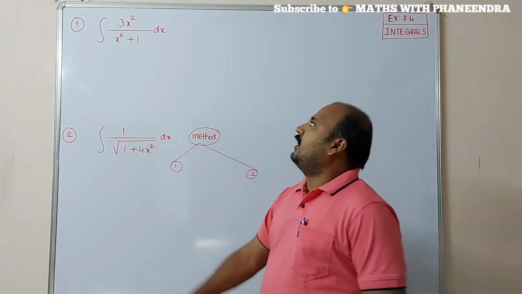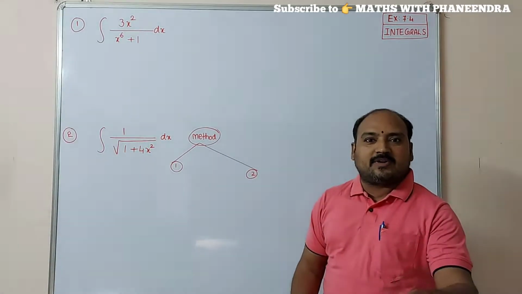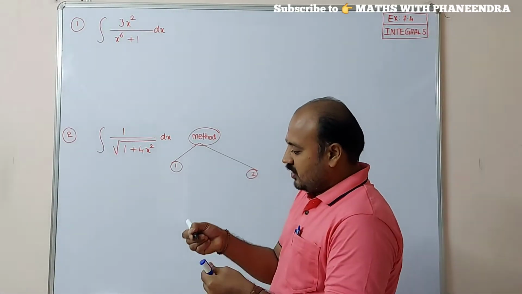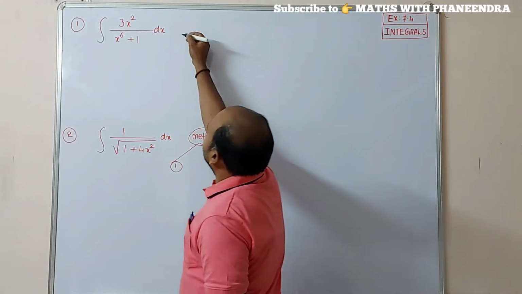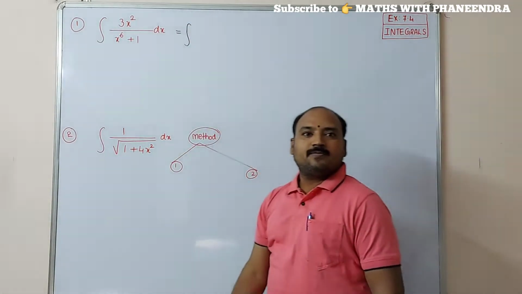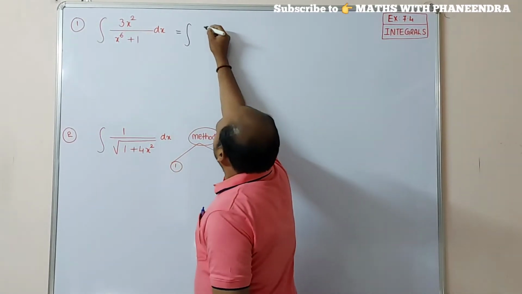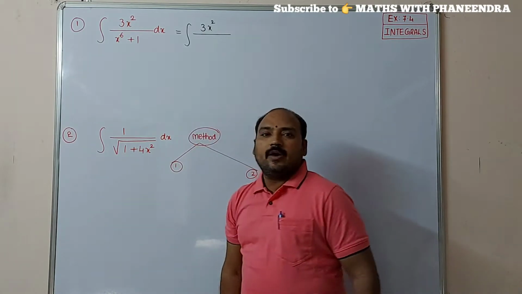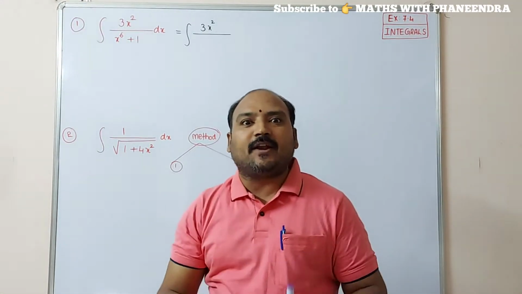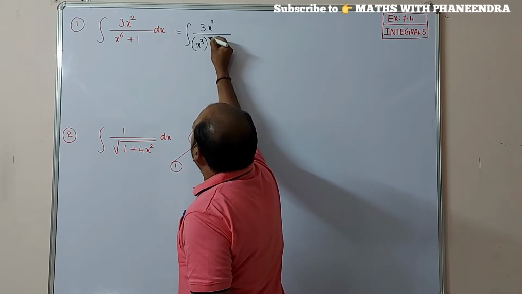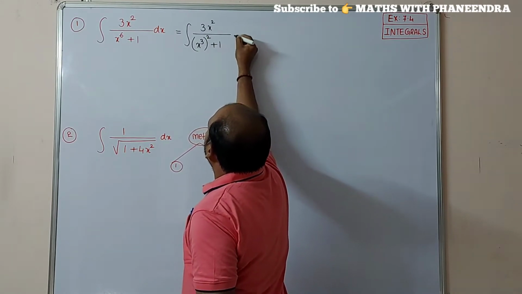Evaluate integral 3x squared by x power 6 plus 1 into dx. See here, first what I am going to write is the given integral 3x squared by x power 6 plus 1, which can be written as x power 3 whole square plus 1 into dx.